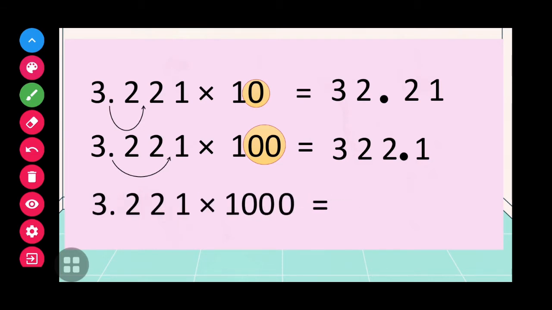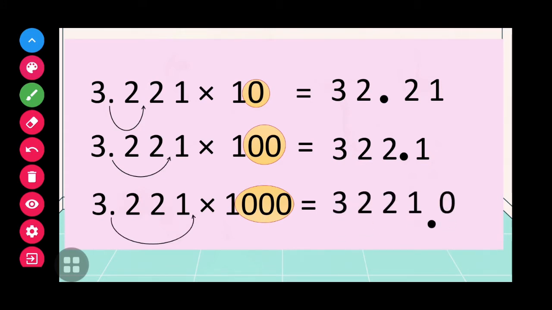Now we have another example. See, all these numbers, this decimal is the same value and we multiply it by powers of 10 and only the decimal place is shifting. So I'm pretty sure you can guess the answer for this. It has 3 zeros, so the decimal place goes 3 places backward. So it will be 3221.